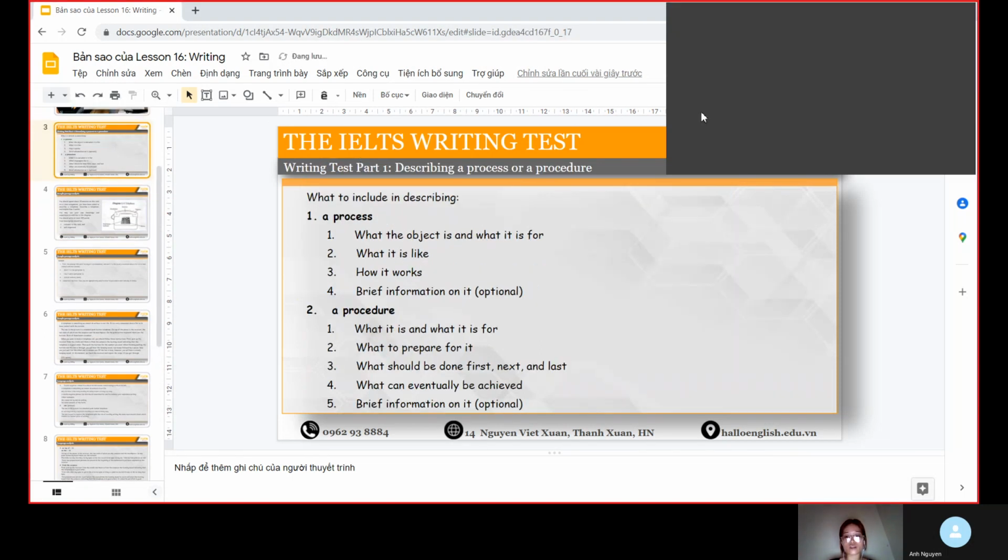Are there any questions for this part? Do you have any questions, or should we continue?